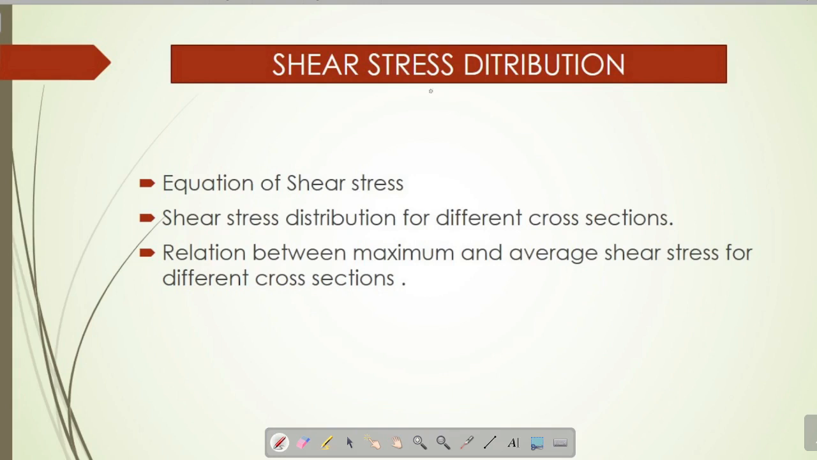In this video, I will be discussing shear stress distribution. First, we will be seeing what is the equation of shear stress and how to use it. Next, the shear stress distribution for different cross sections. Next, I will be discussing what is the relation between maximum and average shear stress for different cross sections.